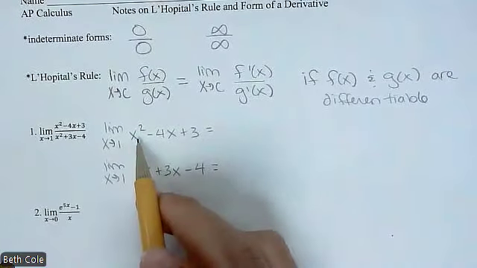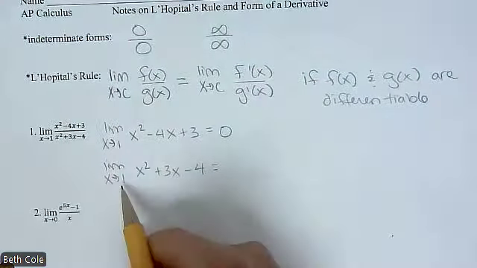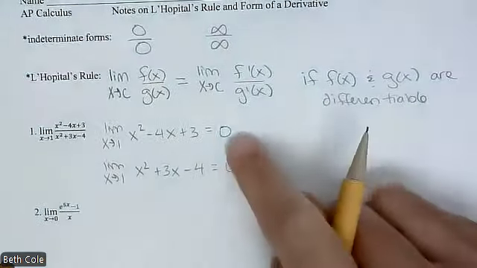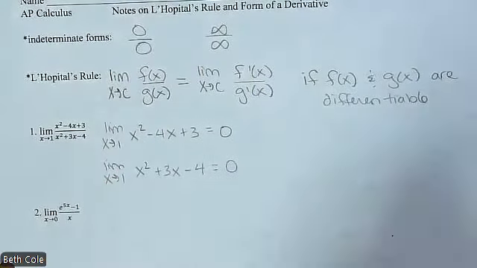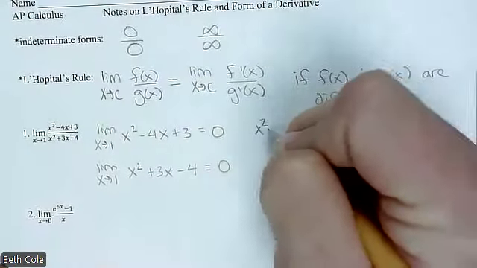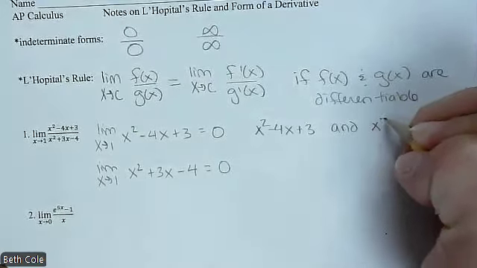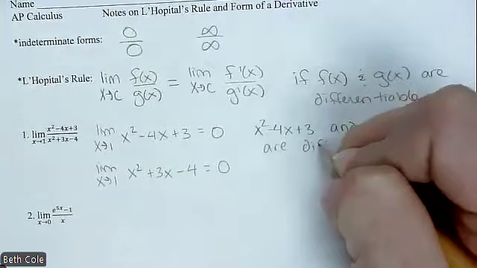So if you plug in 1 to this, you get 1 minus 4 plus 3. That comes out to 0. If you plug in 1 here, you get 1 plus 3 minus 4, which comes out to 0. This is how you show that it comes out to one of these two forms, but you have to do them separately because, again, 0/0 is not a thing. So you have to do them separately. Then you also have to say x squared minus 4x plus 3 and x squared plus 3x minus 4 are differentiable.